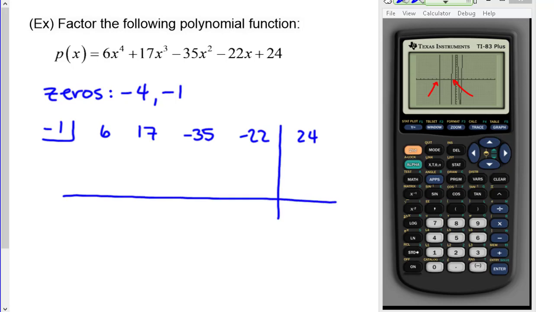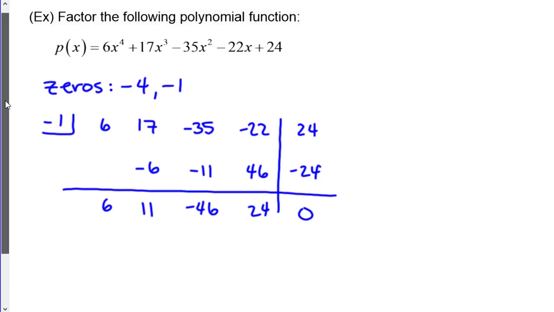All right, synthetic division here. Bring the 6 down. 6 times -1 is -6. Add that to the 17, you get 11. Times -1 is -11. Add that to -35, that's -46. So positive 46 here. 24, -24, and 0. Since that remainder is 0, I'm certain that this is definitely a 0. I don't have to worry that it was -1.001 or anything like that.